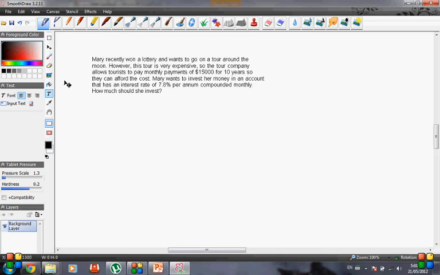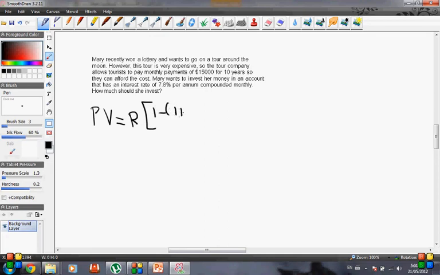So we have, switch to brush first. Present value is equal to R multiplied by 1 minus 1 plus I to the power of negative n, divided by I. So first of all, again, let's look for our givens here. We do not have our present value. We don't know how much Mary has to invest to get the amount she wants. But we do have the R value. We know that she needs $15,000 every month. So our R value here would be $15,000.